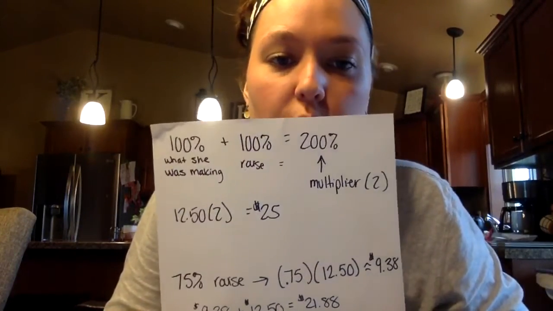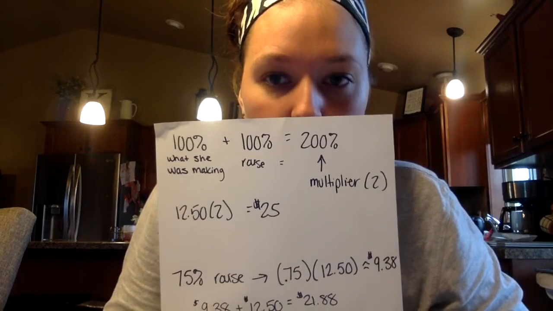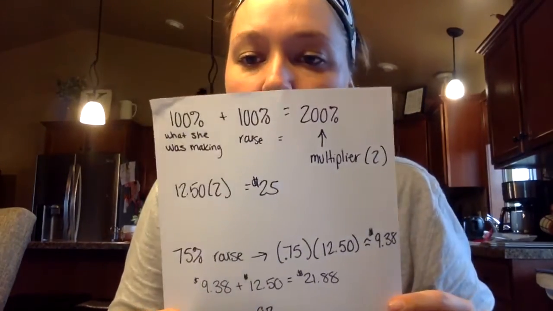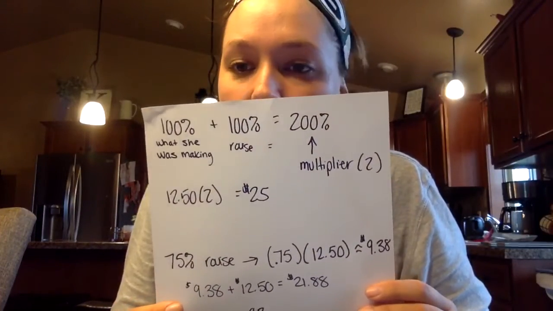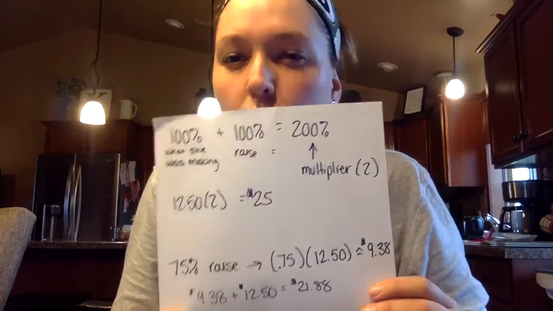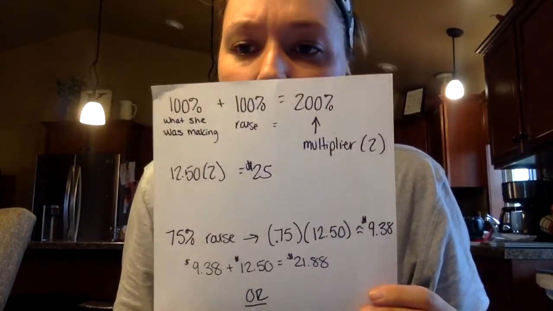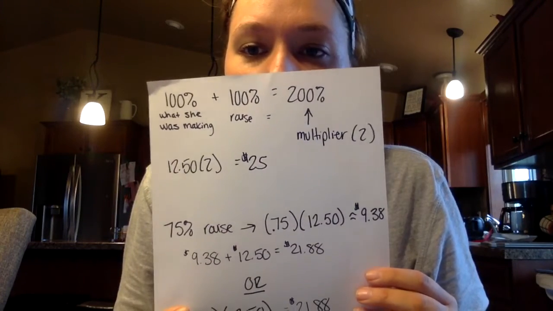Part B, she's offered a raise of 75% of her hourly rate. So she's getting a raise of 75%. You can take 0.75 and multiply it by $12.50. So that ended up being $9 or 9.375. We go ahead and round that to $9.38. So that's how much she's getting as a raise.